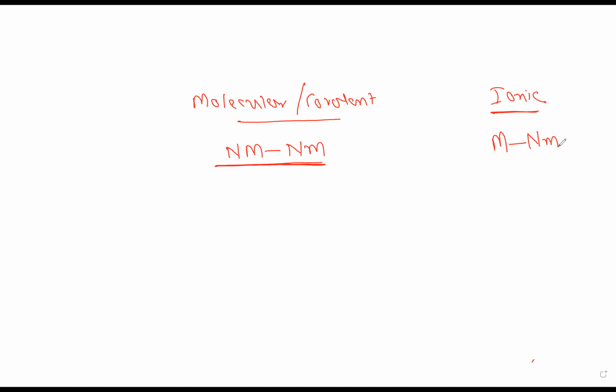In this case it is composed of ions. What type of ion? Positive ion and negative ion. What do we call a positive ion? We call it a cation. What do we call a negative ion? We call it an anion.